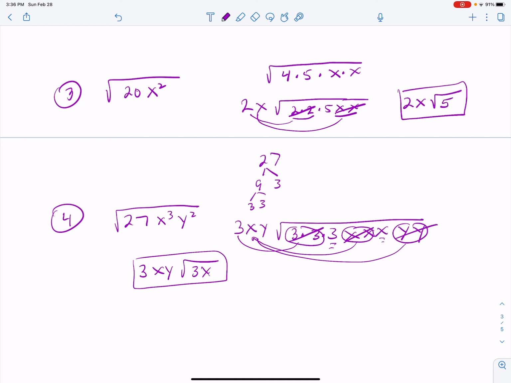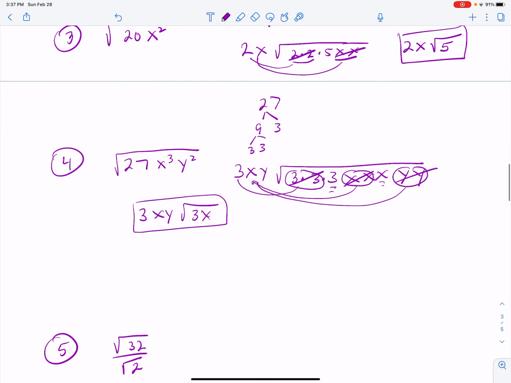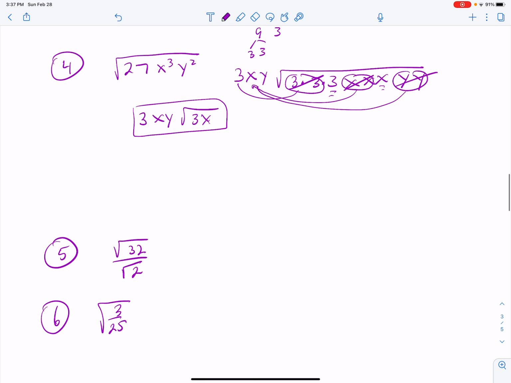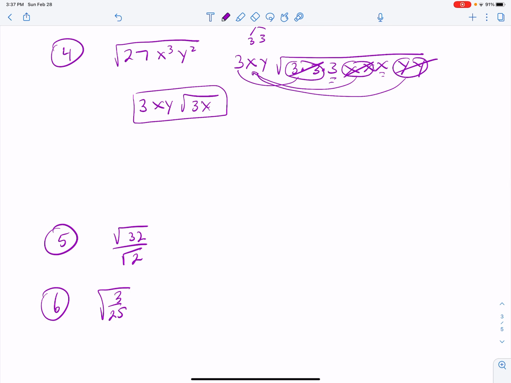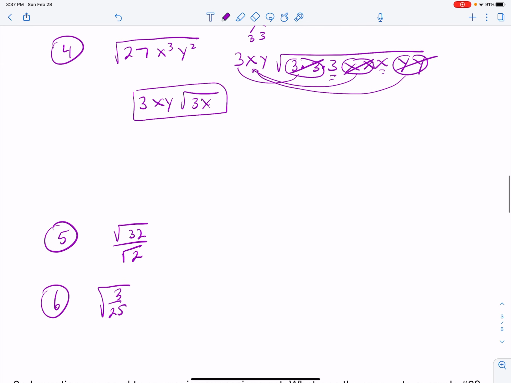Some of you can look and say, well, the square root of 27 is 9 times 3, which is 3 times 3. Okay, x cubed, the perfect square factor is x squared times x, and that'd be x, and so on and so forth. You can speed this up as you see it. Okay. 2 more examples. Let's take a look at this. Okay, so why is number 5?